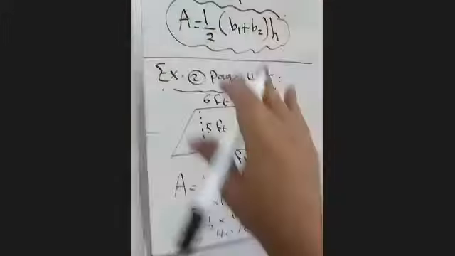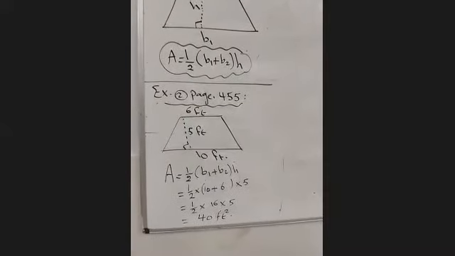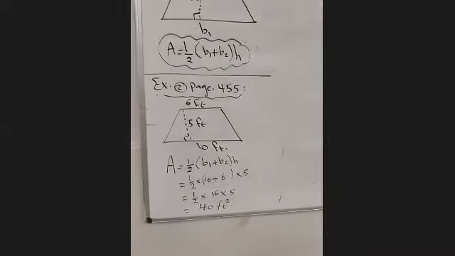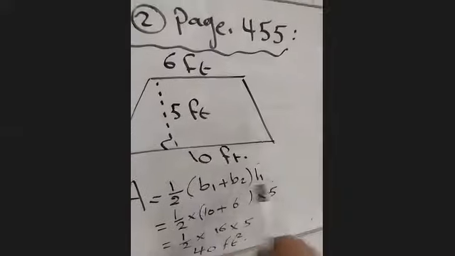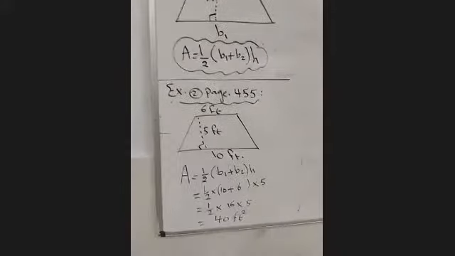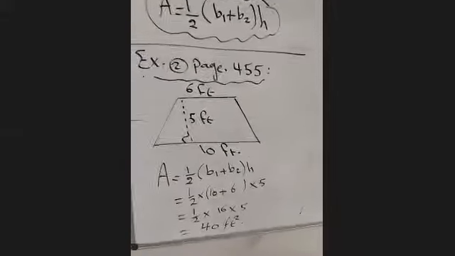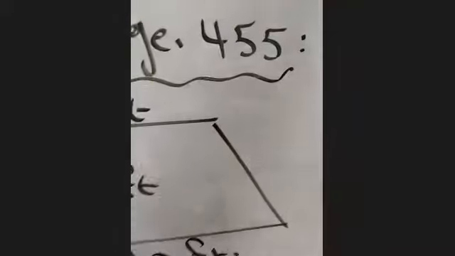This is example 2, guys. It's direct application of the formula. We write the formula, we replace the variables or the dimensions. B1, B2, and H, we call them dimensions. Then we calculate using order of operations. After example 2, we have the check. Let's do the check together.